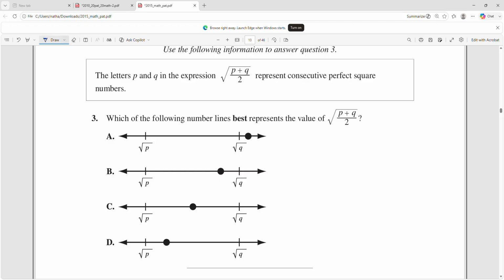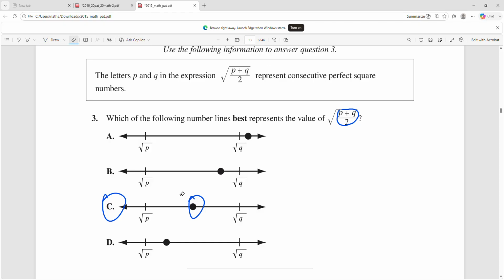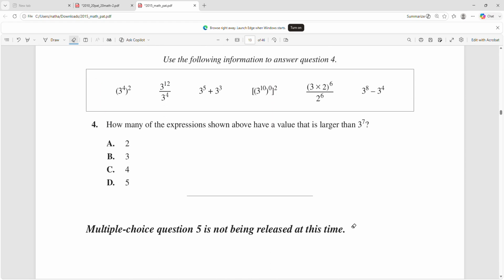So the square root of that expression here is also going to be in the middle of p and q. Okay, so my answer there is C. That's a shorter explanation than I did before, but we have seen this one before, so let me keep moving on.